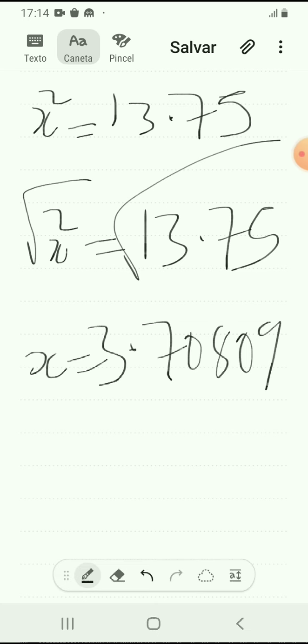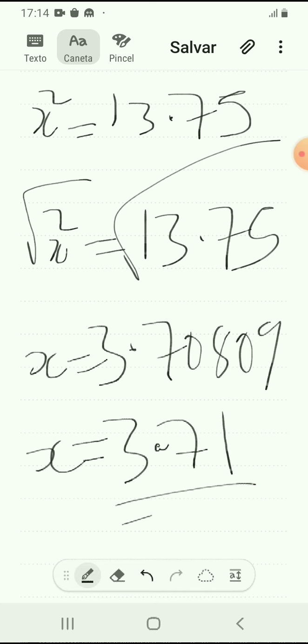So your IGCSE mathematics syllabus requires you to give answers to 3 significant figures if the answers aren't exact. So in this case here, we have to give the answer to 3 significant figures. So it's 3.71.